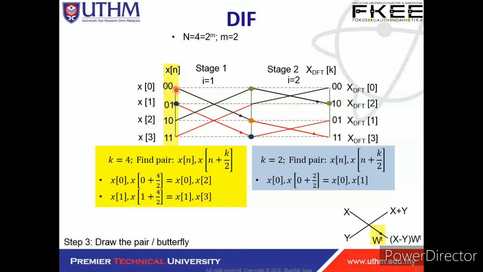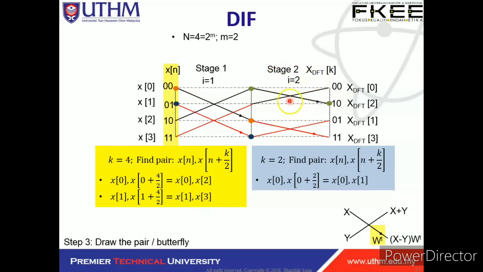So for the first point, where we have x0, so n equals 0, the pair is 0 plus 4 divided by 2. So we'll get the pair of x0 is x2. The same step when we have n equals 1: 1 plus 4 over 2, we will have 3. x1 will be paired with x3.